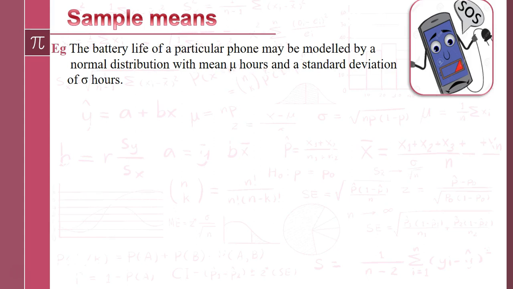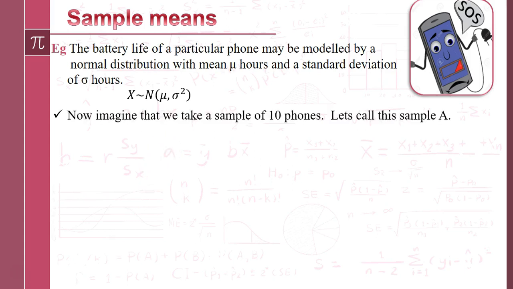So here we go. Let's say we're going to talk about the battery life of a particular phone model, and we know that battery life of this particular model is distributed with a mean of mu hours and a standard deviation of sigma. So there we go, X is distributed normally with mu and sigma squared. Right, now let's just imagine taking a sample of 10 of these phones, and we'll call this sample A.